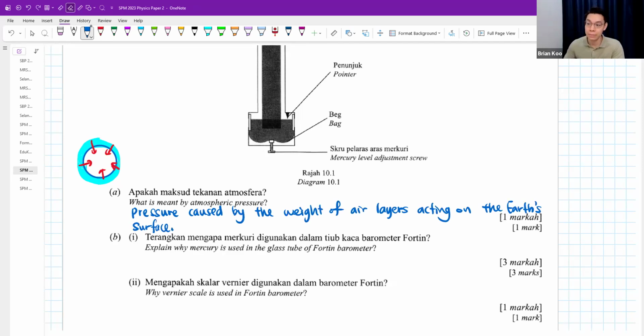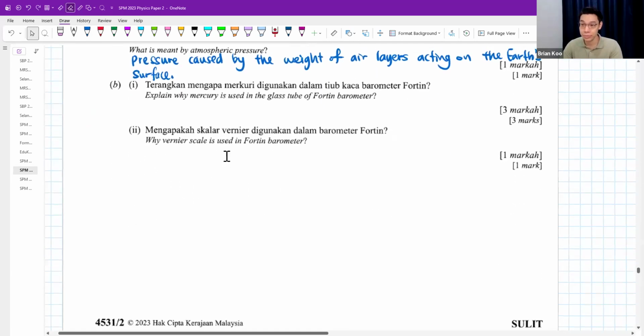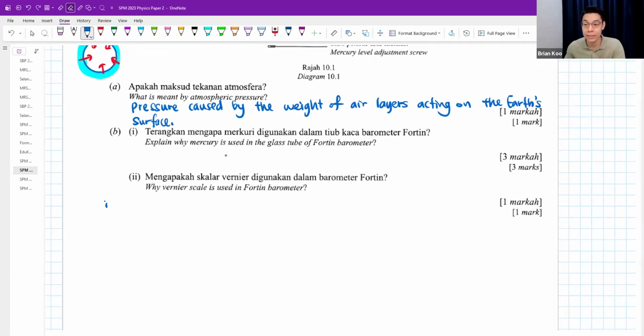Okay, B1, explain why mercury is used in the glass tube of a barometer. 3 marks. A lot of people don't know what to write for this one, but you can just think, why do you want to use mercury for a thermometer? Same reason, why do you want to use it for a barometer?